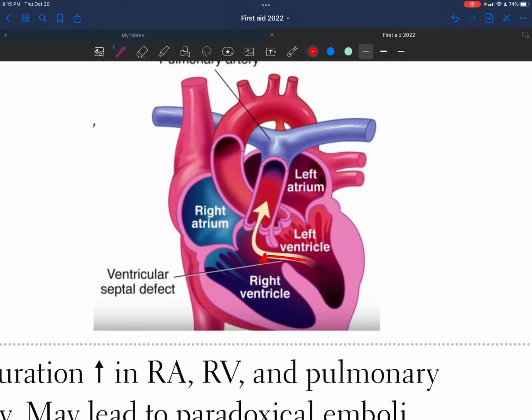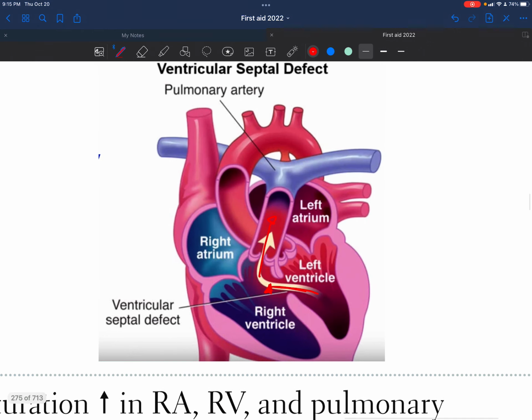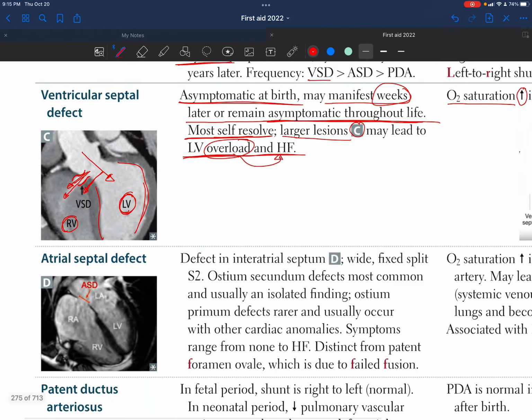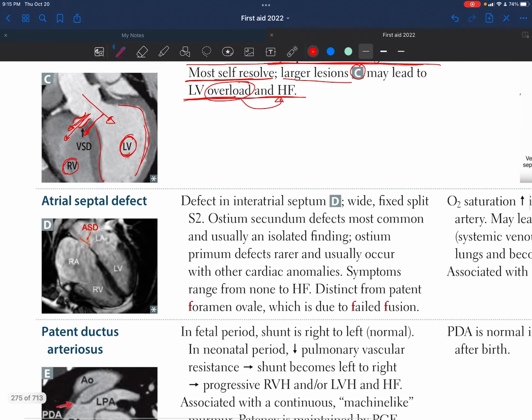So into the right side, what opens here is the pulmonary artery. There you go. So the pulmonary artery, this is the right ventricle, has now started to have some oxygenated blood coming from the left ventricle, and also the pulmonary artery that should have no oxygen at all is also getting some oxygenated blood from the left ventricle. And that's it for the ventricular septal defects.